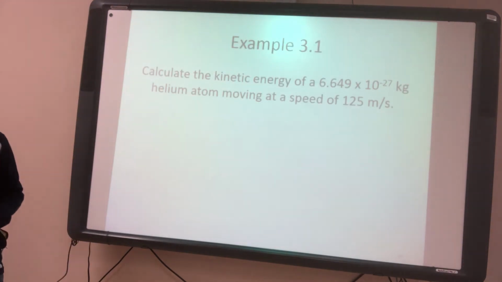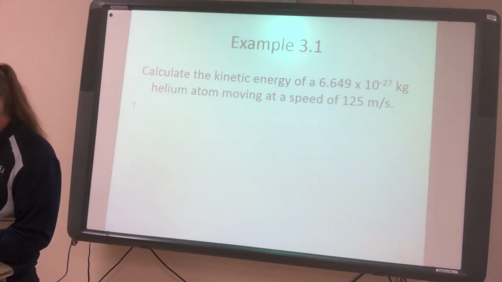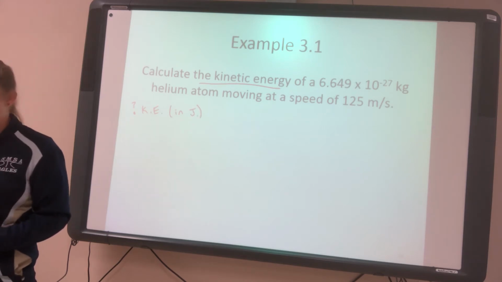So this problem says calculate the kinetic energy of a 6.649 times 10 to the negative 27 kilogram helium atom moving at a speed of 125 meters per second. So we have a problem. The first thing I want you to do is say, well, what am I looking for? So it says calculate the kinetic energy. So I'm looking for the kinetic energy. And since it's energy, I know what the unit should be in. It should be in joules.